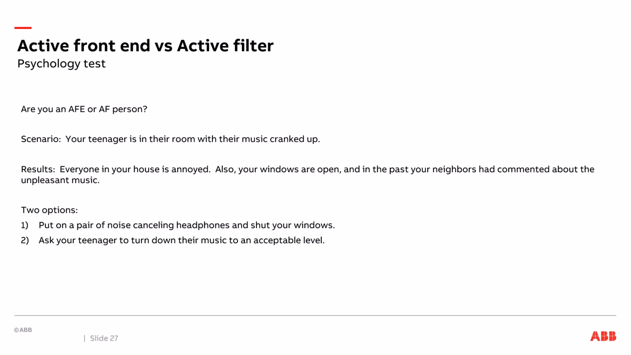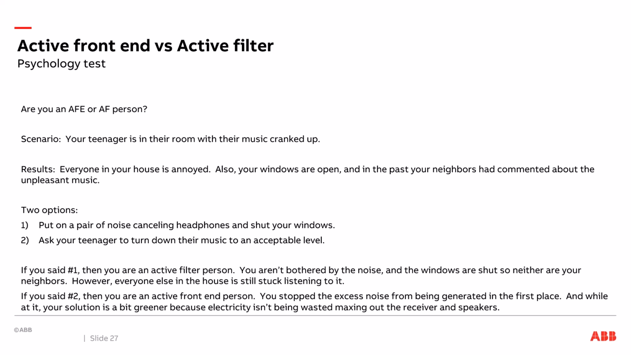So here's the scenario. Your teenager's in their room and they've got their music cranked up loud. Everybody in your house is annoyed. Your windows are open, and in the past, your neighbors have commented about unpleasant music. So again, kid's in their room, music's cranked, nobody in the house likes it, windows are open, and you've had complaints from your neighbors before. You've got two options. You can put on a pair of noise-canceling headphones and shut your windows, or you can ask your teenager to turn down their music to an acceptable level. So those are your two options. Which one would you pick?